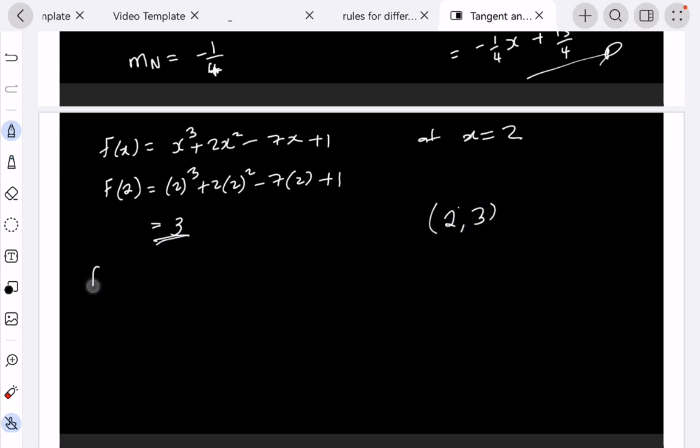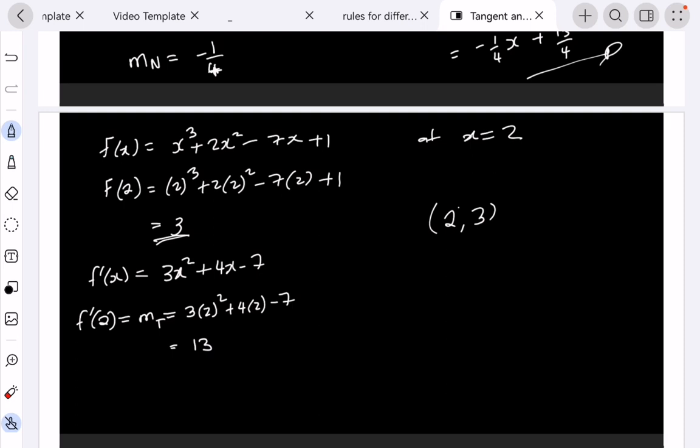So now how do we get the gradient? We first differentiate, which will give me 3x squared plus 4x minus 7. Then if I substitute 2 into the derived equation, I'm getting the gradient of the tangent, so which is 3 times 2 squared plus 4 times 2 minus 7. So I'm getting 13. I hope I didn't make any error, because that's 12 plus 8, that's 20, minus 7 is 13.